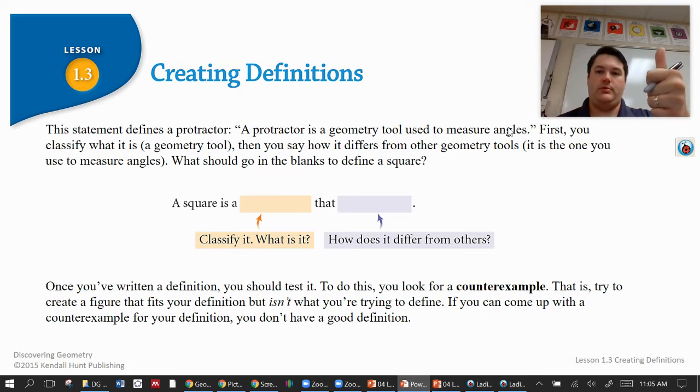What is it? A geometry tool. What does it do? Measure angles. And so I want you to give this one a shot too. Try to write a definition for a square. Pause. I want you to type that in and fill it out in this form. A square is a what, that, how is it different from other things?